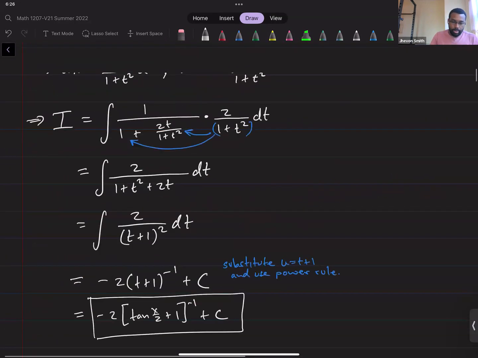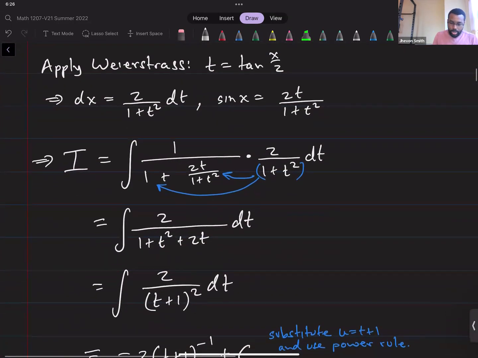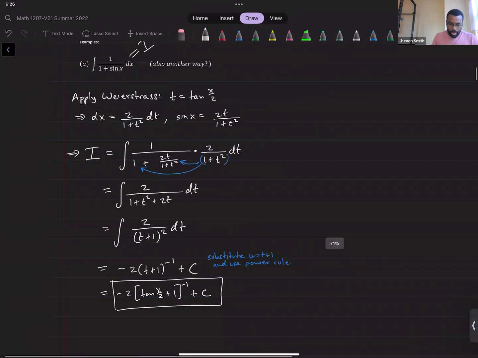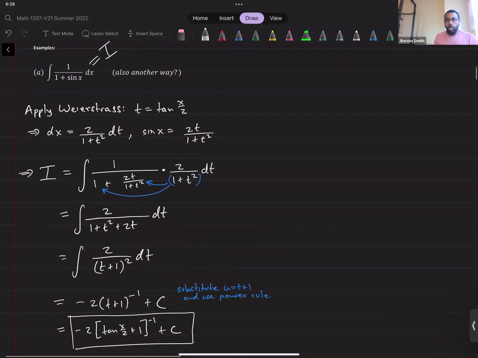Okay. So you have this trig integral, and after doing the Weierstrass substitution, I get a non-trig integral. And it's actually a pretty easy non-trig integral. So that's an example. Any questions on this method or anything that we've done? That's essentially the method. That's the Weierstrass substitution. It's just another substitution technique.